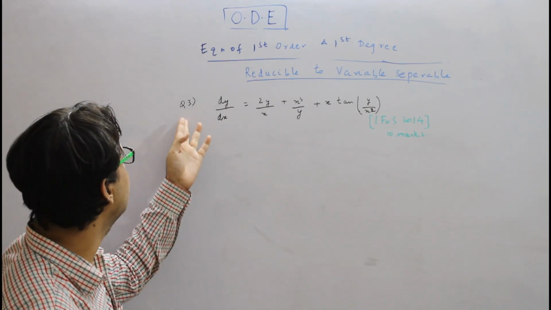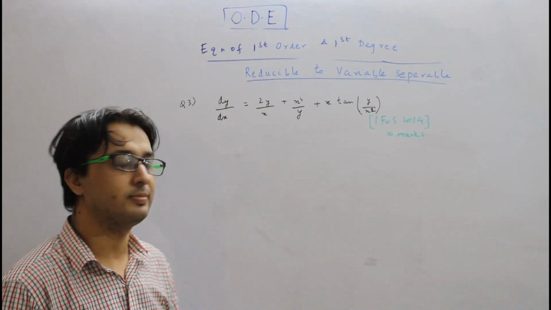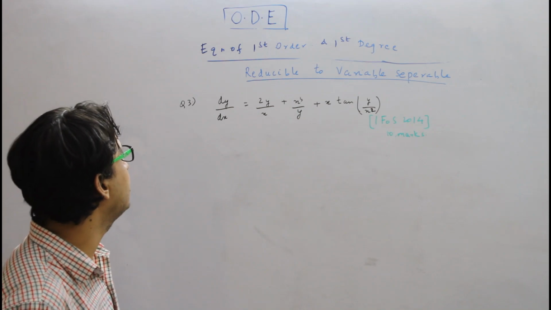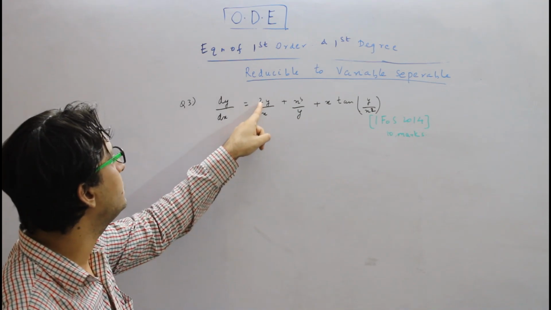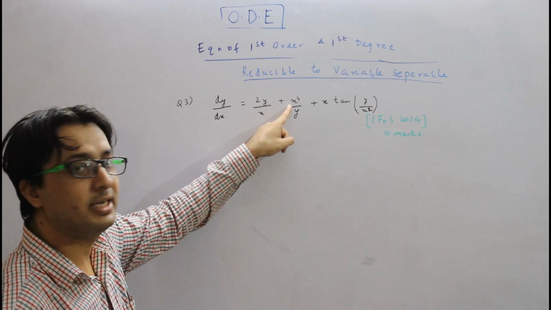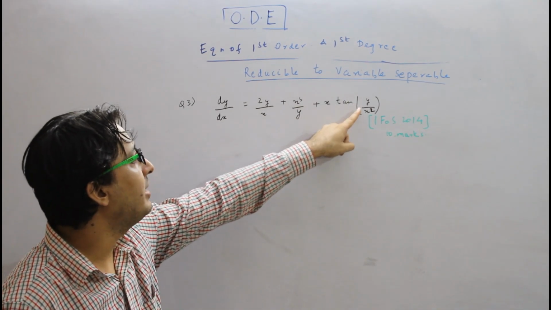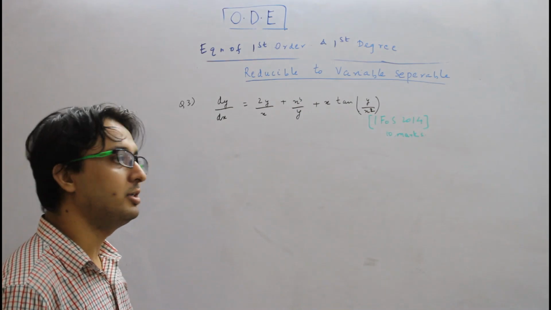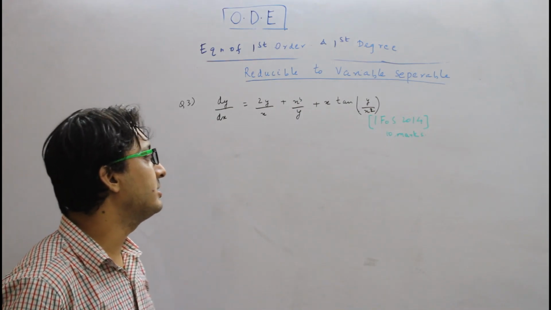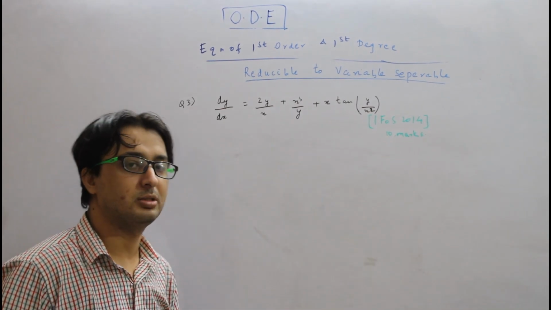So this is the third and the last question for this session. The question reads: dy by dx is equal to 2y by x plus x cube by y plus x times tan y by x square. This question was asked in Indian Forest Service 2014 for 10 marks.